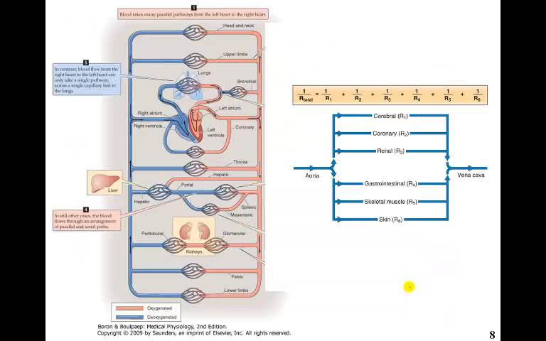What do we see in the body? Which one do we see? Well, if you look at a whole body level, it's basically a parallel arrangement. Blood comes out of the left ventricle through the aorta, and then it goes through the major arteries, and the major arteries branch off to a bunch of different places, and blood can go through any of these paths to get back to the right ventricle.